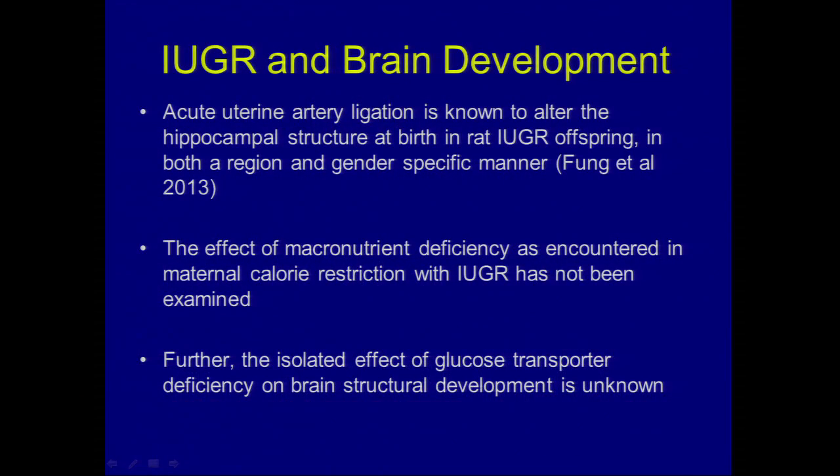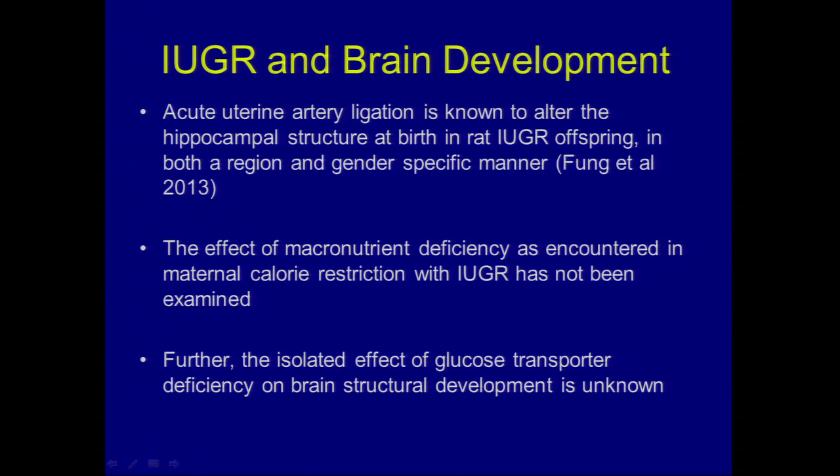Thank you for this opportunity to present my preliminary data on my research on the effects of macronutrient deficiency on brain development. So we know that acute uterine artery ligation alters the hippocampal structure at birth in rat IUGR offspring in both a region and gender-specific manner. However, the effects of macronutrient deficiency as encountered in maternal calorie restriction with IUGR have not been studied. Furthermore, the isolated effects of glucose transporter deficiency on brain structural development are unknown.